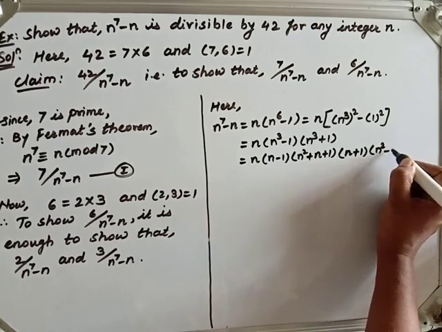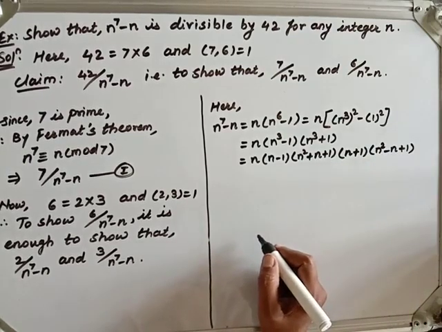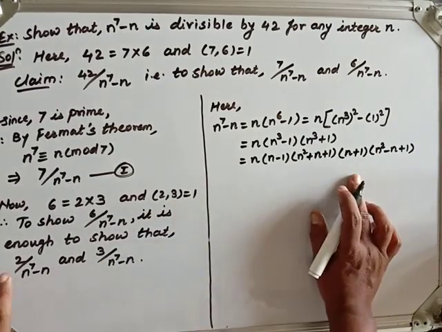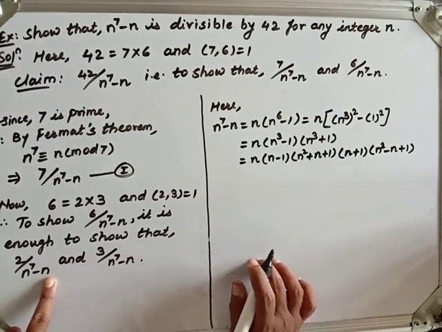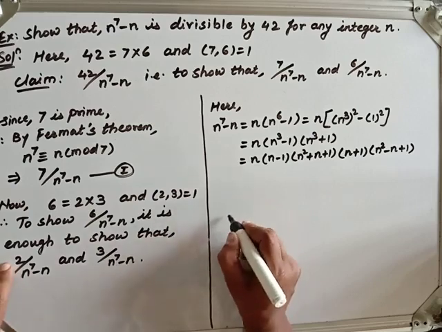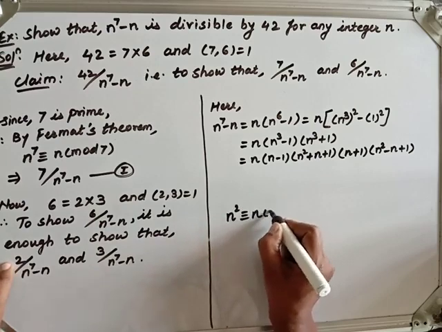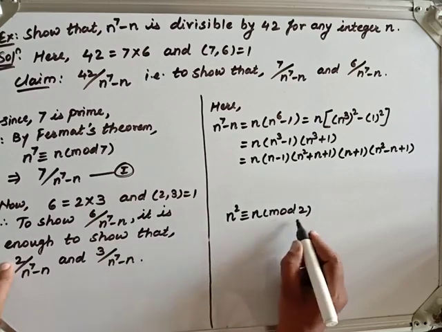A square minus AB plus 1 as such. Fine. Now, why have I done this? Look here: 2 divides n raised to 7 minus n. That is what we have to show. 2 is a prime number, so by Fermat's theorem we will get n square congruent to n modulo 2.